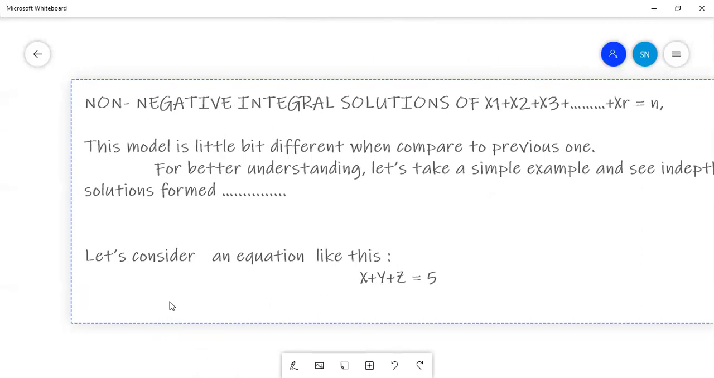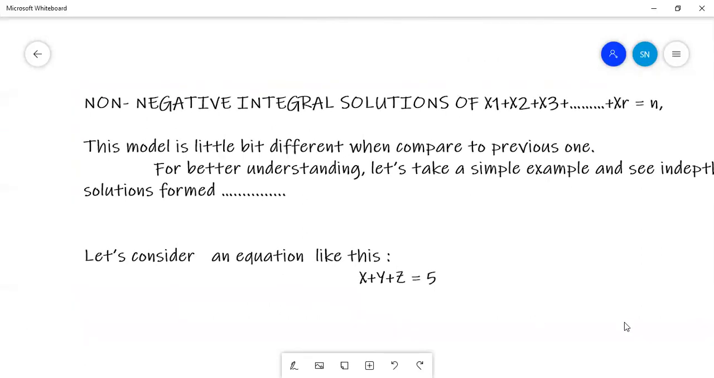Now this time we are going to learn about non-negative integral solutions of x1 plus x2 plus x3 plus and so on plus xr is equal to n. Here also r parameters are being added and the sum is n. This model is a little bit different when compared to the previous one. For better understanding, again, let's take a simple example and see how solutions are formed in this case. So let us consider an equation like this: x plus y plus z equal to 5.